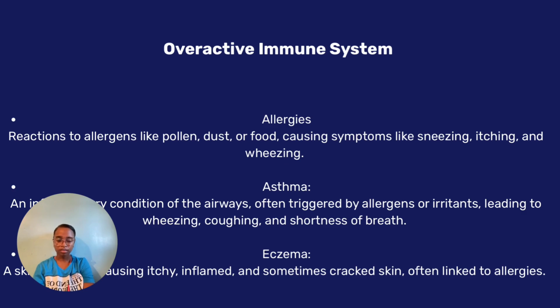Overactive immune system. Allergies: reactions to allergens like pollen, dust, or food, causing symptoms like sneezing, itching, and wheezing. Asthma: an inflammatory condition of the airways often triggered by allergens or irritants, leading to wheezing, coughing, and shortness of breath. Eczema: a skin condition causing itchy, inflamed, and sometimes cracked skin, often linked to allergies.